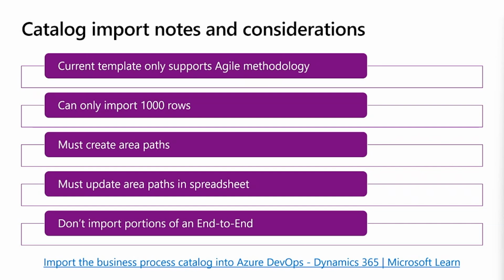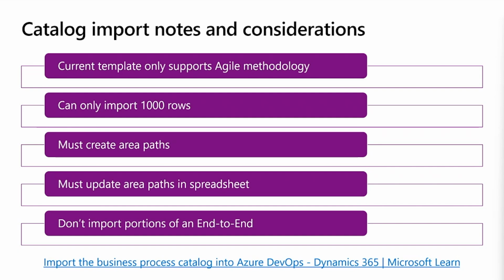It's also important to note that there's a limitation in Azure DevOps that you can only import 1,000 rows at a time. It's also important to note that before you can import it, you have to create the area paths. There are also some custom fields included in the template that, if you want those custom fields, you have to create them inside of your project first.